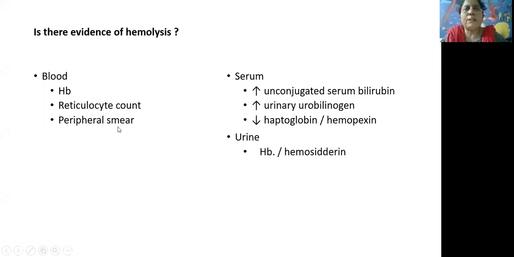So in the peripheral smear, what do you see? When there is more stimulation of the RBCs, the reticulocytes and the nucleated RBCs, everything will be shifted into the blood. That you can see in the peripheral smear, nucleated RBC. I will show you. Then in the serum, unconjugated bilirubin is raised, with urinary urobilinogen and reduced haptoglobin, and in the urine, hemoglobin or hemosiderin. All this will show evidence of hemolysis.